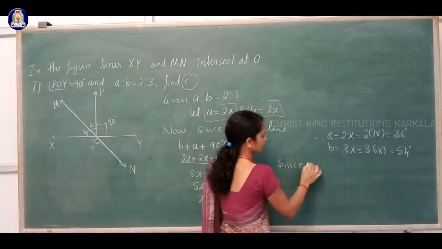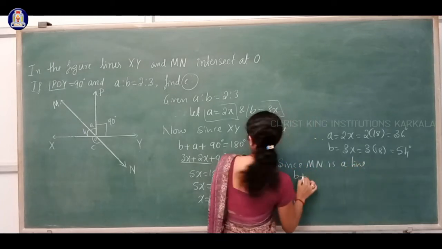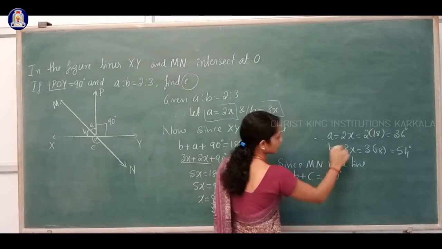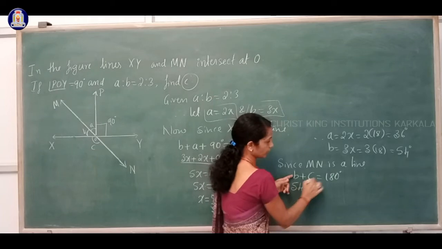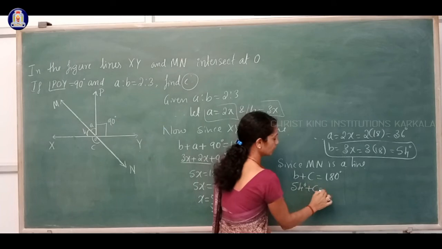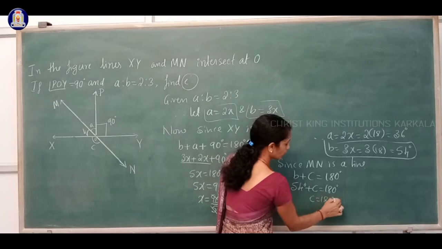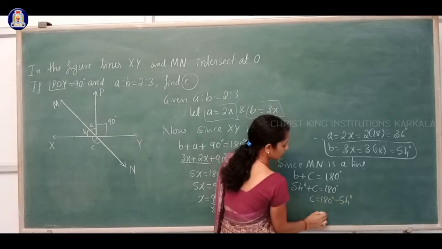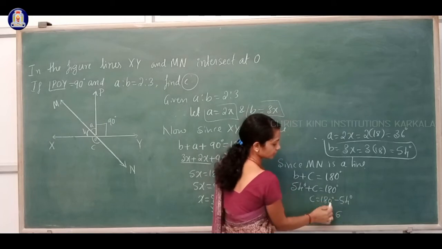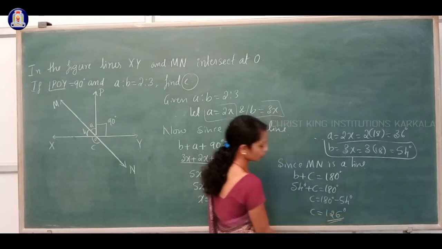Since MN is a line, we can write that B and C, their sum, must be equal to 180 degrees. Angle B here we got is equal to 54 degrees. Use that here: 54 plus C is equal to 180 degrees. So C is equal to 180 degrees minus 54 degrees, which gives you 126 degrees. So this is the value of C.